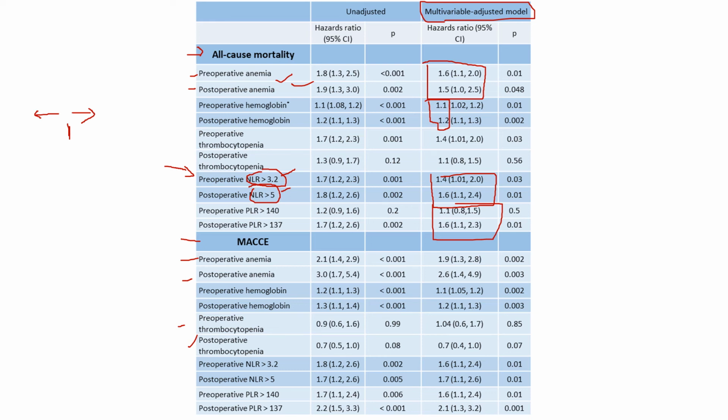The same is for MACE, where we found a pretty strong significant hazard ratio of 1.9 and 2.6 between pre and post-operative anemia with MACE. And similarly for PLR, we found 1.6 and 2.1 as a strong hazard ratio for MACE in patients undergoing TAVI.